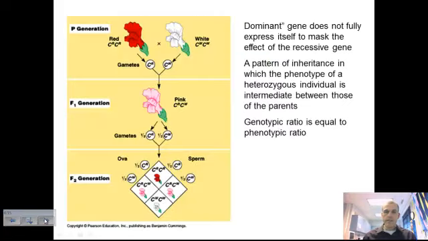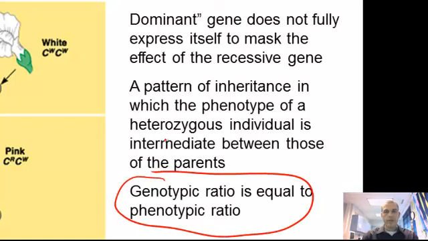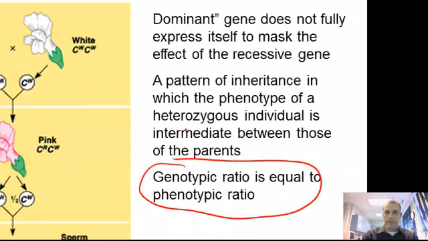The basic definition here is that the dominant gene does not fully express itself to mask the effects of the recessive gene. Again, it does not fully express itself. It is a pattern of inheritance in which the phenotype of a heterozygous individual is intermediate between those of the parents, and the key point here is that the genotypic ratio is now equal to the phenotypic ratio.